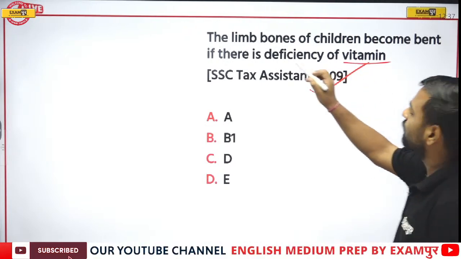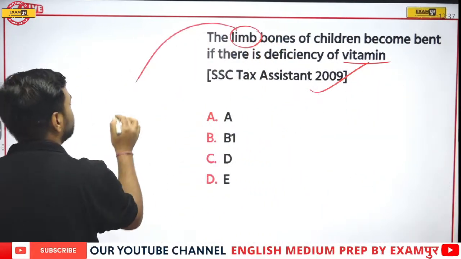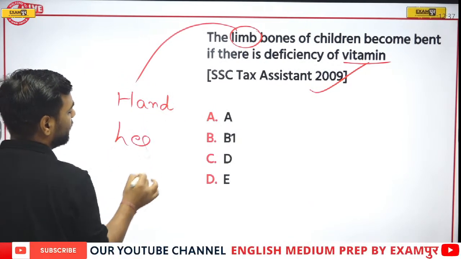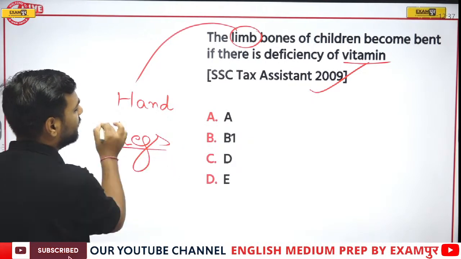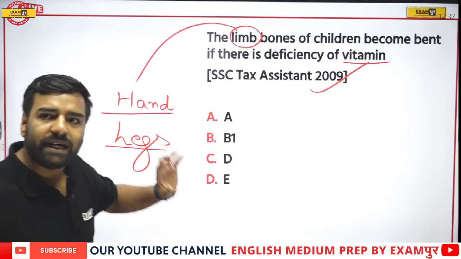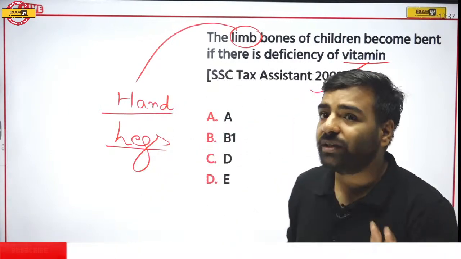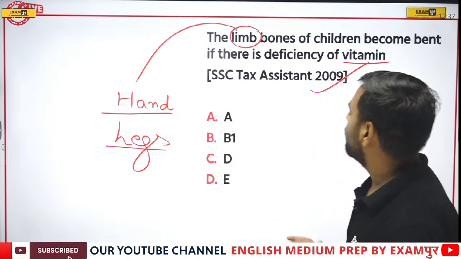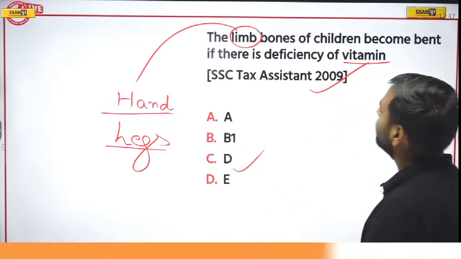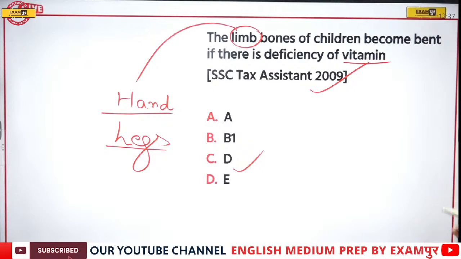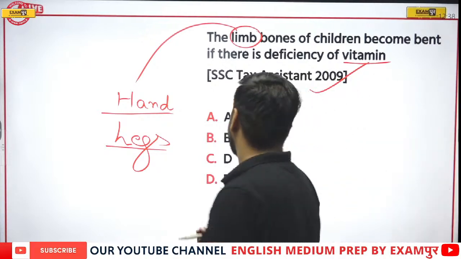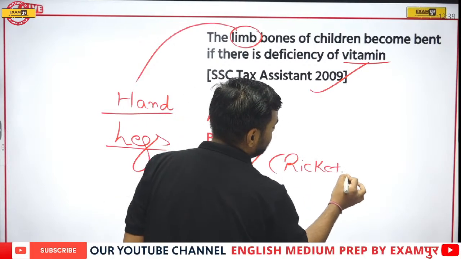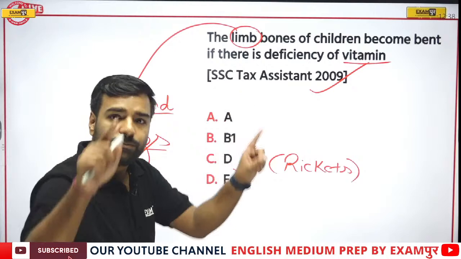So limb is what? Let me tell you what is limb. This means we are talking about hands and legs. When we are talking about hands and legs, there is some bending. When does it happen? It happens when vitamin D is lacking. Very good, Ravindra. The lack of vitamin D leads to deficiency. It leads to the bending of legs, where I can give the example of rickets. In rickets, there is bowing of legs. There is bowing of the limbs.